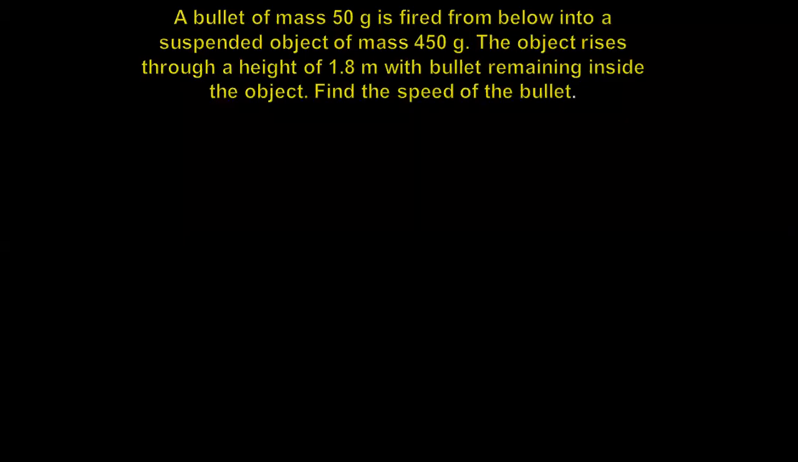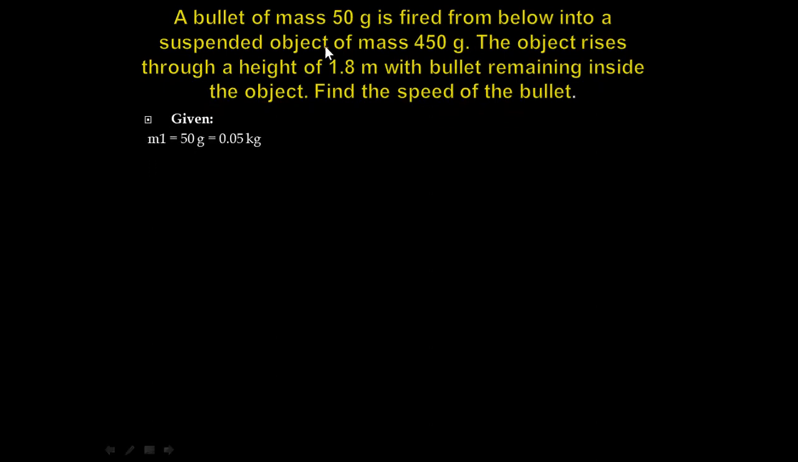In this video, we're going to talk about another example regarding impulse and momentum. A bullet of mass 50 grams is fired from below into a suspended object of mass 450 grams. The object rises through a height of 1.8 meters with the bullet remaining inside the object. Find the speed of the bullet.